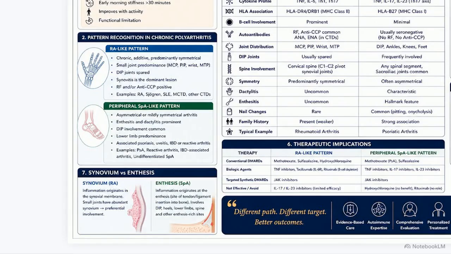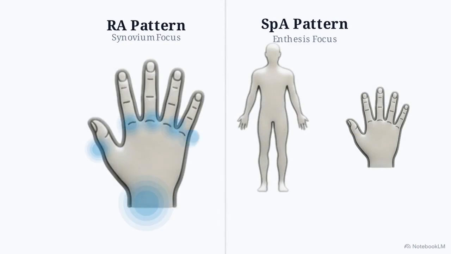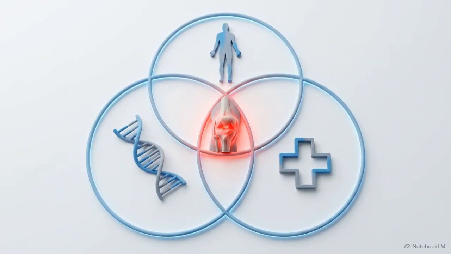As the data indicates, rheumatoid arthritis is a disease of the synovium, the lining of the joint space. In contrast, spondyloarthritis is a disease of the enthesis, the site where tendons and ligaments insert into the bone. Because small joints contain significant synovial tissue, they attract the RA pattern. The lower limbs, spine, and DIP joints are rich in entheses, making them the primary targets for SPA. In rheumatology, the specific structural target dictates the genetic profile, the systemic manifestations, and the required therapeutic strategy.